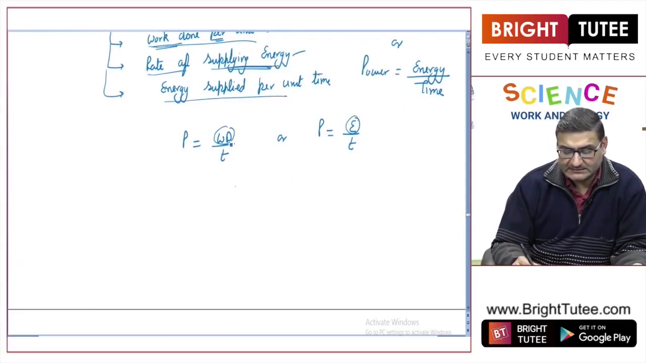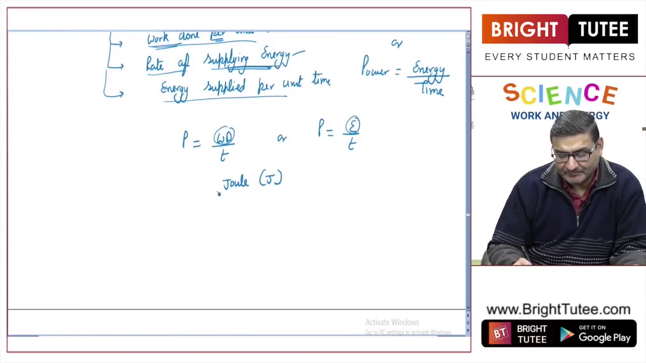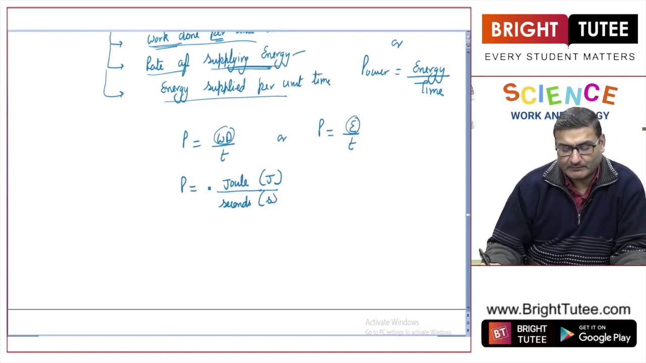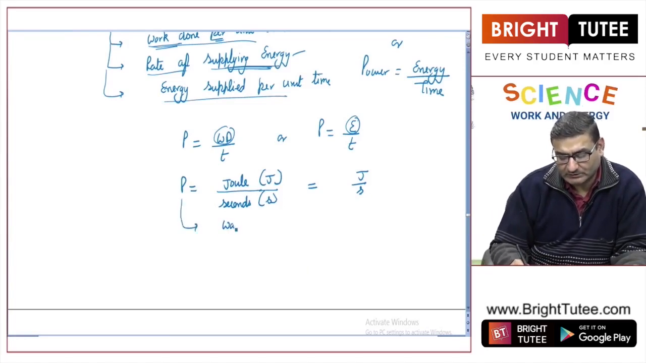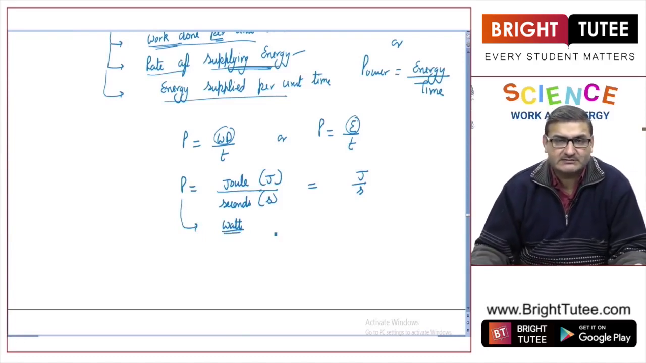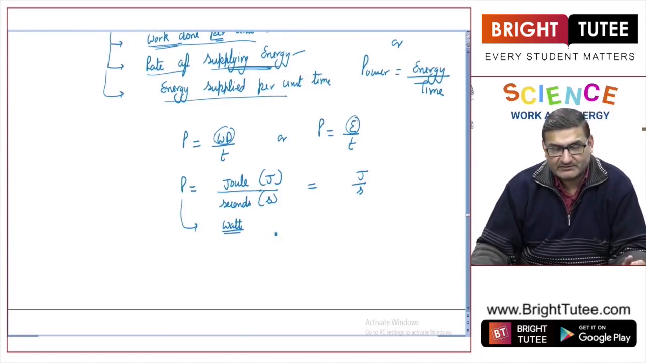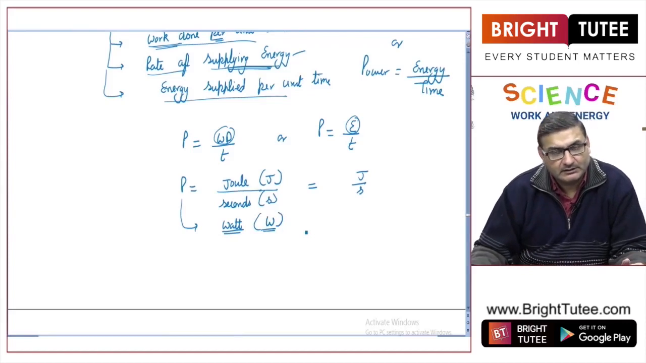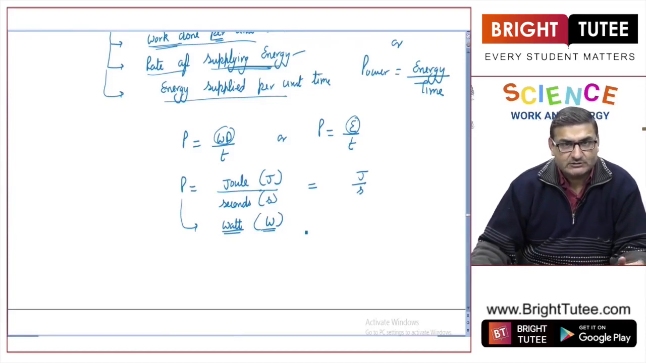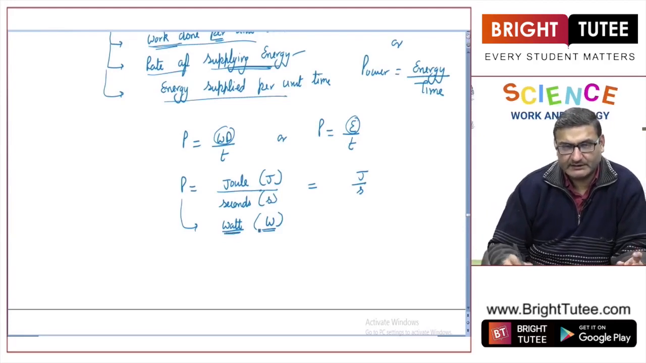We know that the SI unit of work done or energy is joule, which is represented by capital J, and the SI unit of time is second, which is represented by small s, right? So when I talk about power, the SI unit of power should be joule per second, but actually it is watt. The SI unit of power is watt, named after the famous scientist James Watt, right? And this watt is represented by capital W. Got it? Fine. So what is the SI unit of power? The SI unit of power is watt.